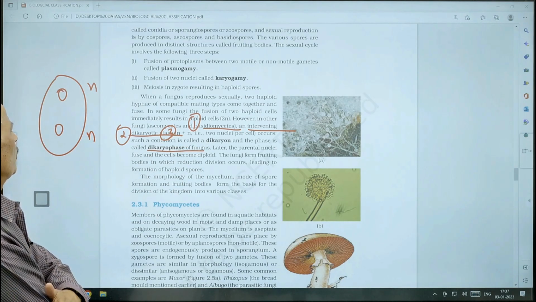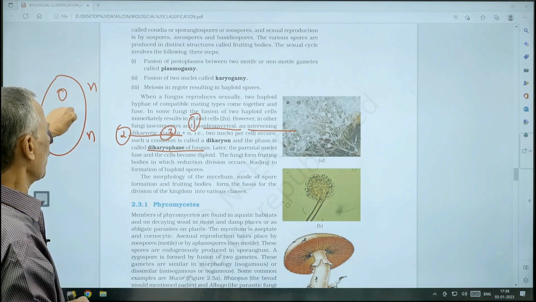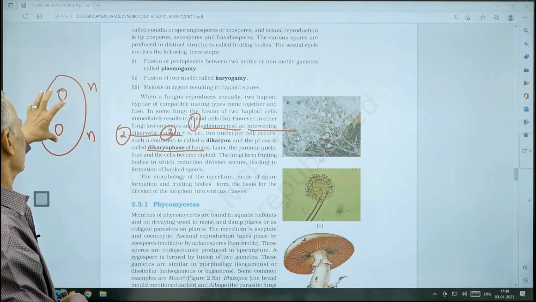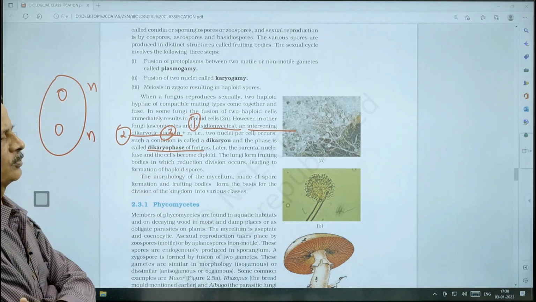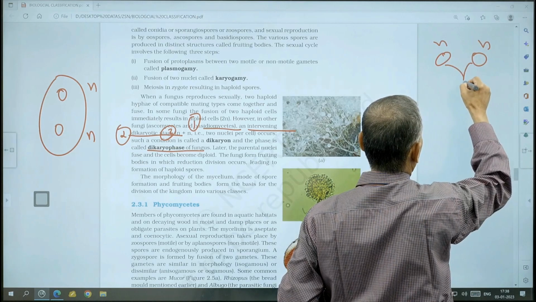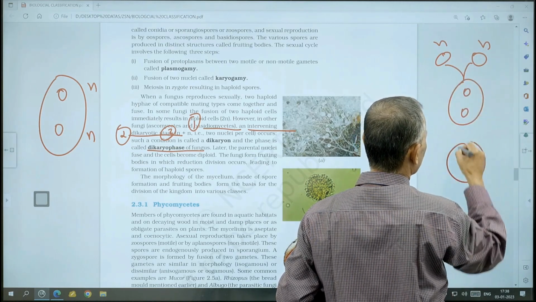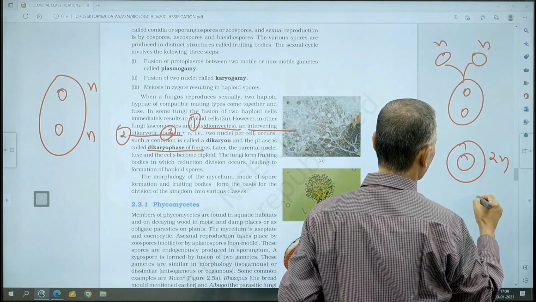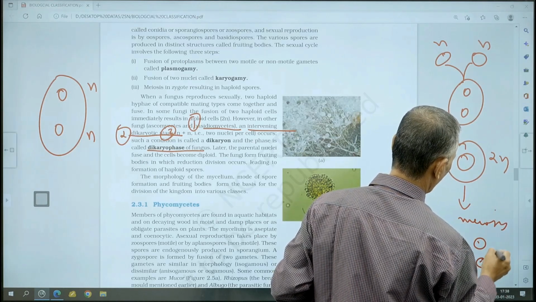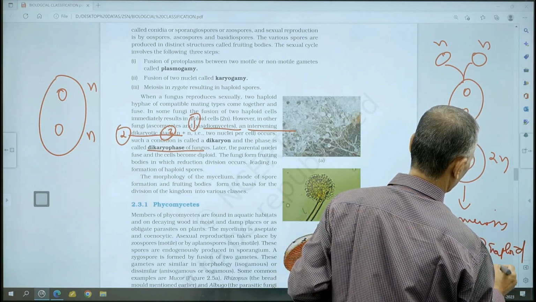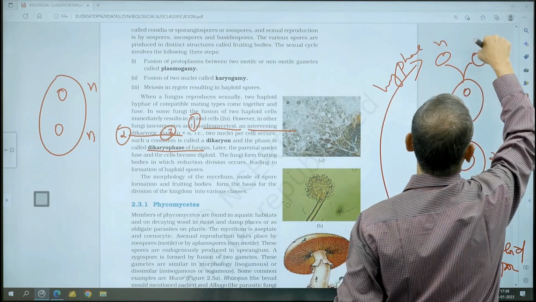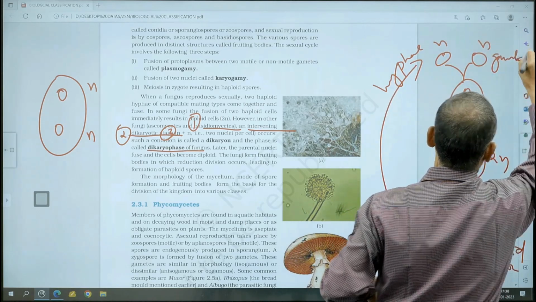Later, the parental nuclei fuse. These two fuse and thus it becomes diploid. Immediately, the fungi form fruiting bodies in which reduction division occurs, resulting in the formation of haploid spores again. So, we can simply write, two haploid spores result in a dikaryotic one. Finally, it becomes 2n and undergoes meiosis. As a result of meiosis, you have haploid spores. These spores develop into a hypha, and in the hypha you have male and female gametes, two types of gametes.